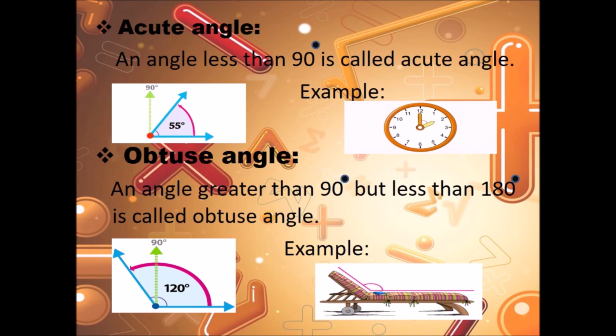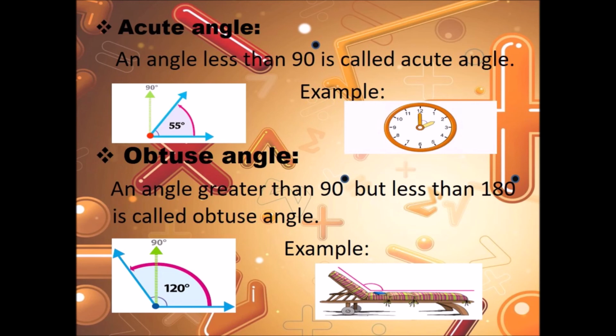Next we are going to see about acute angle and obtuse angle. What is meant by acute angle, children? Yes, an angle less than 90 degrees is called an acute angle. See there, I have given pictures of acute angles. 55 degrees is less than 90 degrees, so we call it an acute angle. See the clock, it is 2 o'clock. The angle between the hour hand and minute hand is acute, so we call it an acute angle.